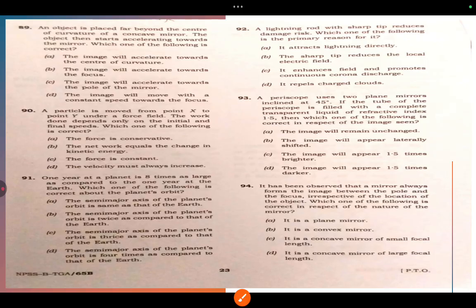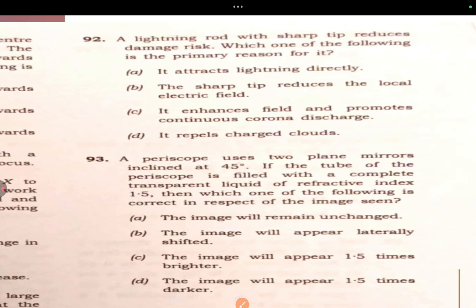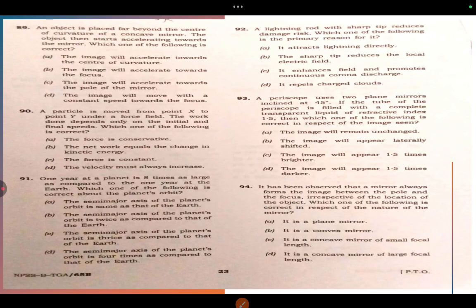Question number 92. A lightning rod with a sharp tip reduces damage risk. Which one of the following is the primary reason for it? A, it attracts lightning directly. B, the sharp tip reduces the local electric field. C, it enhances the field and promotes continuous corona discharge. D, it repels charged clouds. So question number 92.